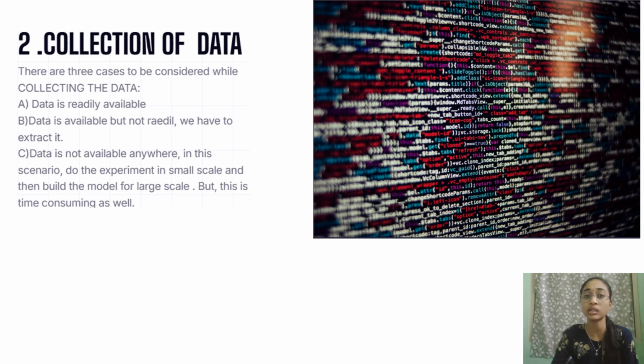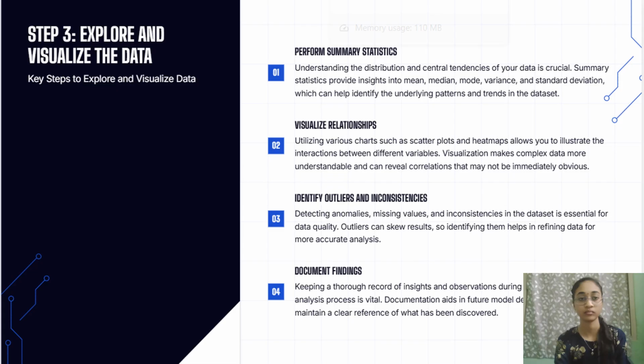If you wanted to collect the data from those websites, we have to perform some operations like web scraping, filtration of the data, etc. The third scenario is data is not available anywhere. In this situation, do the experiment in small scale and convert this model to a large scale. But the third scenario is quite a bit time consuming. So this is the basic overview of our second step in our life cycle of machine learning.